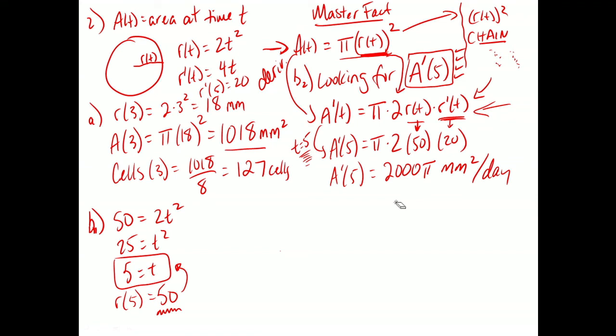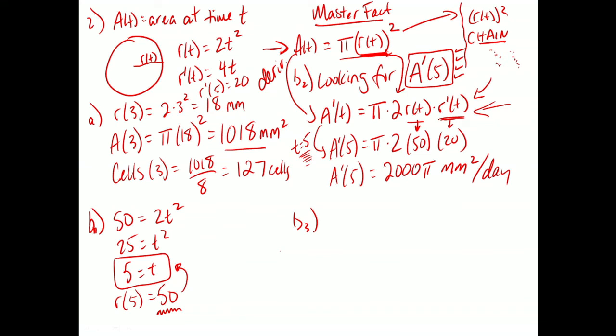Okay, and now I'm almost done. The very last question, part B part 3, says, could you tell me the reproductive rate? Now I should probably clarify. What do I mean by that? I mean how many cells per day, not space per day, but cells per day am I adding? In other words, how many new cells are created or born every day at this time?